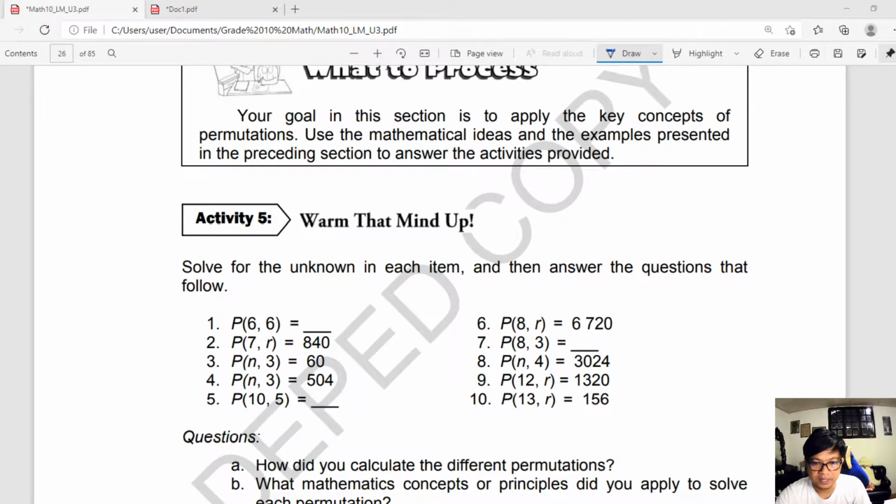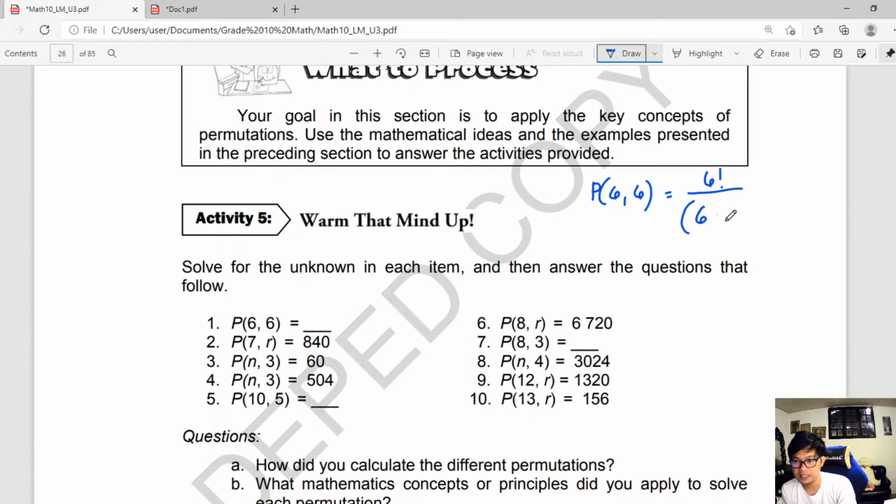So, we have here this one, permutation of 6, taken 6 at a time. Pag gamitan natin siya ng formula, ang magiging itsura nito is like this. Permutation of 6 taken 6 at a time is equal to 6 factorial over 6 minus 6 factorial. So, 6 factorial is 6 times 5 times 4 times 3 times 2 times 1, right? And 6 minus 6 is 0 factorial, and we all know that 0 factorial is equal to 1.